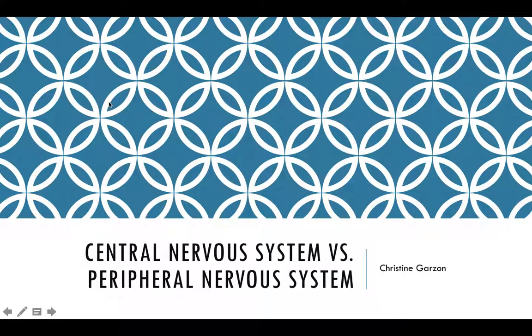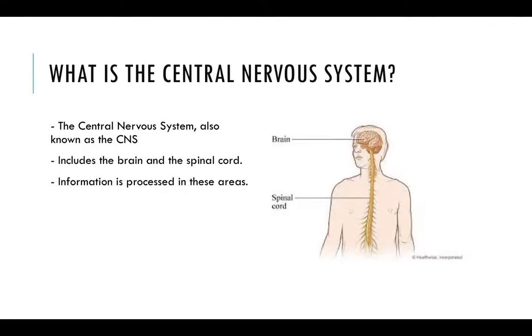Today we're going to go over the central nervous system versus the peripheral nervous system. The central nervous system is also known as the CNS. This includes the brain and the spinal cord. Information is processed in these areas.